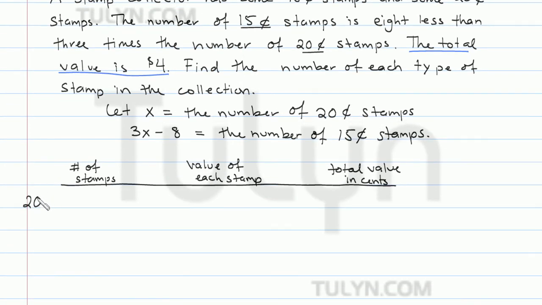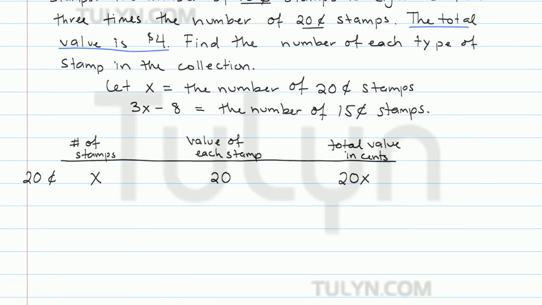So, for example, for the 20-cent stamps, there are x stamps by design, and the value of each stamp is 20 cents. To find the total value, we take the value of each stamp times how many there are, so 20 times x. And for the 15-cent stamps, there are 3x minus 8 stamps, and they're worth 15 cents each. So the total value is going to be 15 times 3x minus 8.